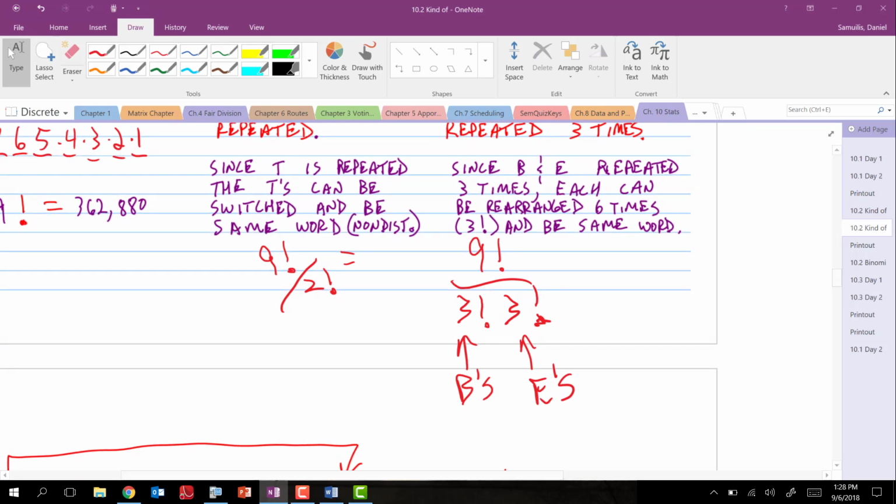So I wanted to show where 6 came from for those that got that right. How many different ways can I rearrange the B's and still get the same word? Well, it comes from 3 B's factorial. 3 factorial. 3 E's factorial.